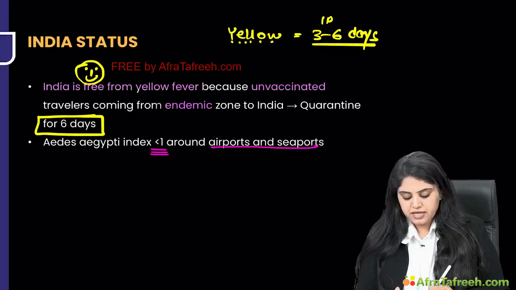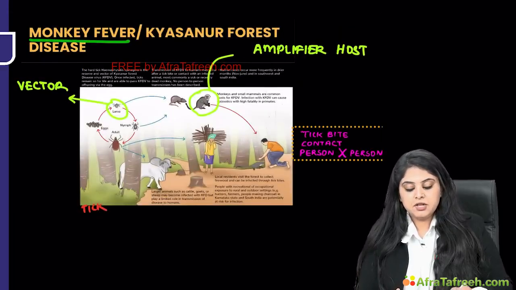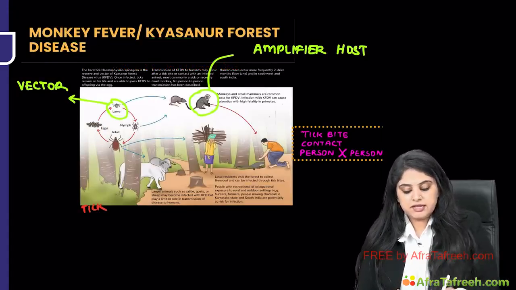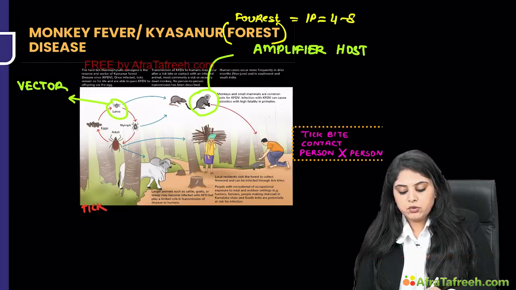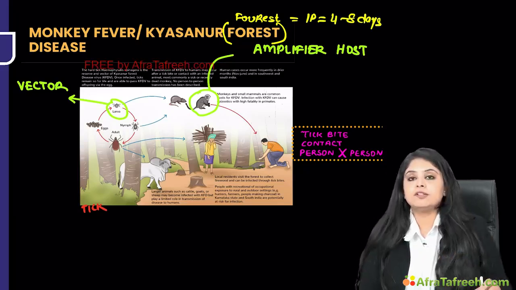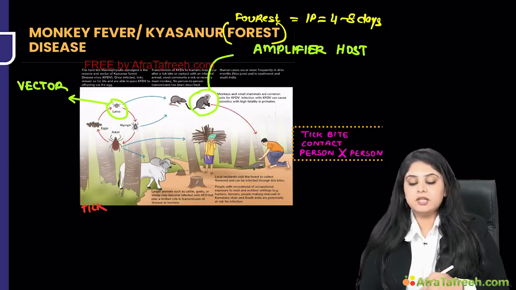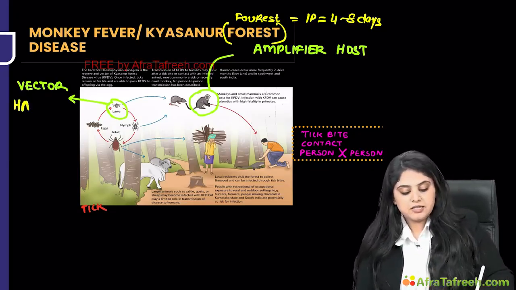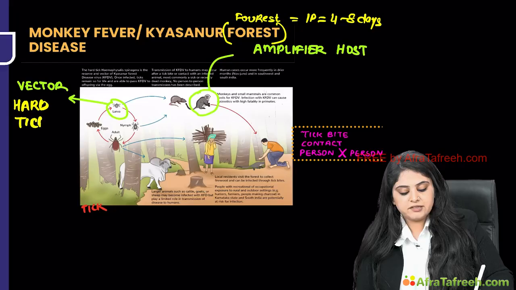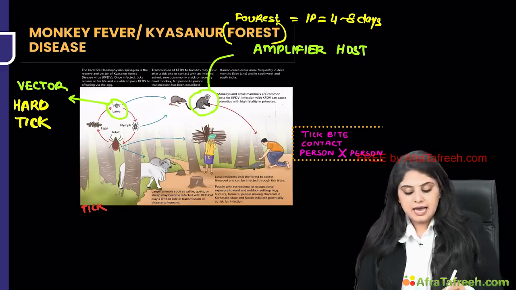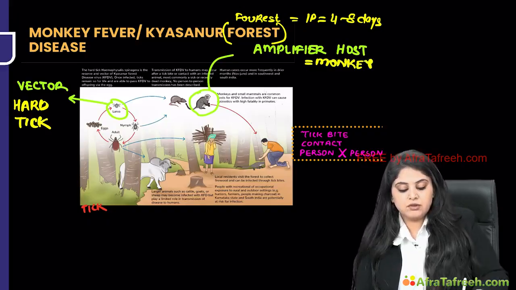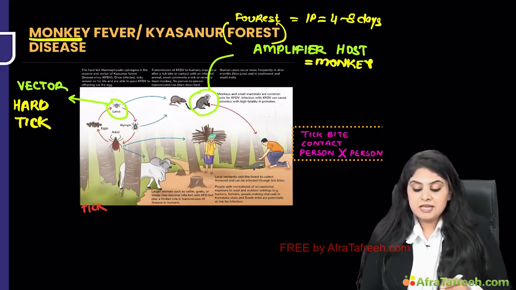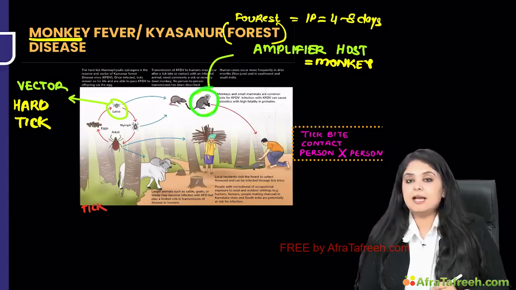The other disease that we have is the famous monkey fever or Kyasanur forest disease. And I think I've already told you that with forest disease, you know that the incubation period is going to be 4 to 8 days. Kyasanur forest disease, what is this life cycle showing you? I can see a hard tick as the vector. So yes, there is going to be a hard tick. And I can see monkey as the amplifier host. No wonder it is called monkey fever. Monkey fever will have monkey as the amplifier host.